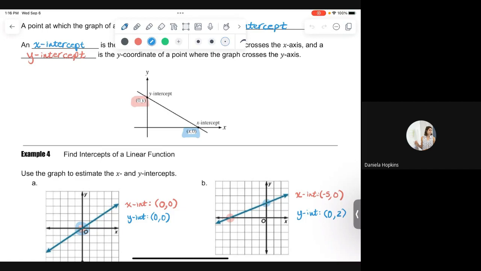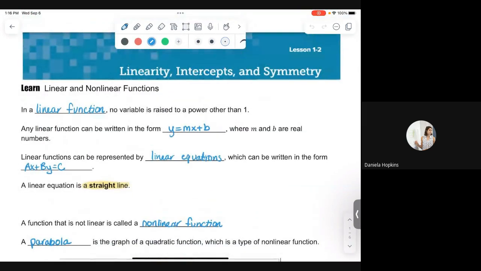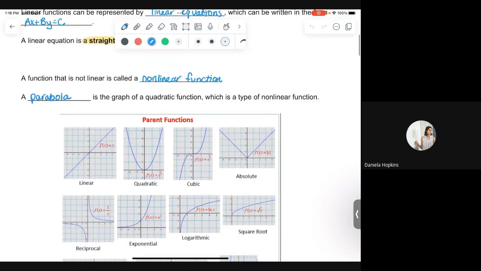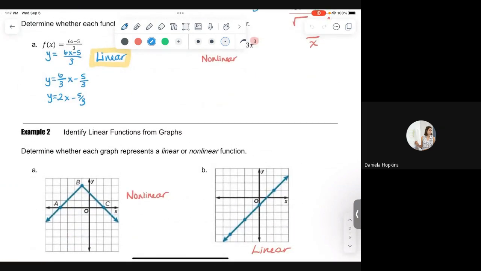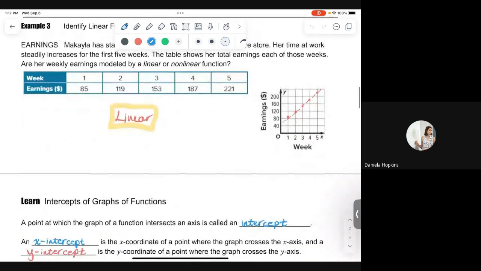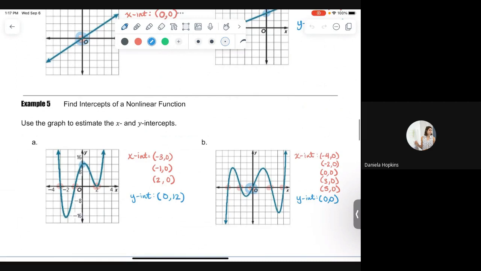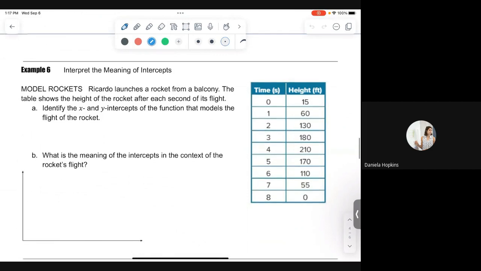All right, so if you can, please turn to example 6. So remember yesterday, we talked about a lot of things actually. We talked about determining if a function was linear or nonlinear. We talked about intercepts. So identifying intercepts from our graphs like this. For nonlinear functions, we had multiple x-intercepts that we had to list out. So let's look at example 6.